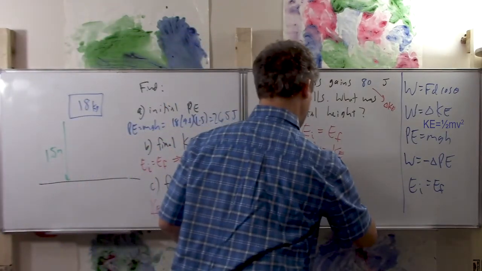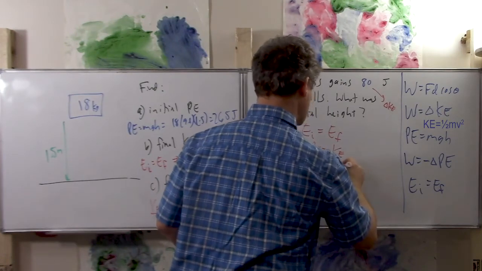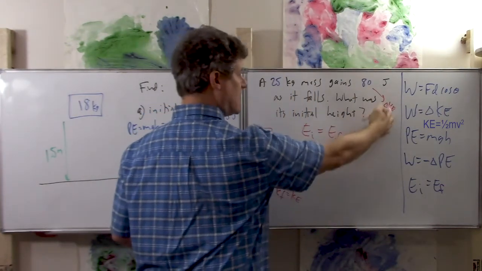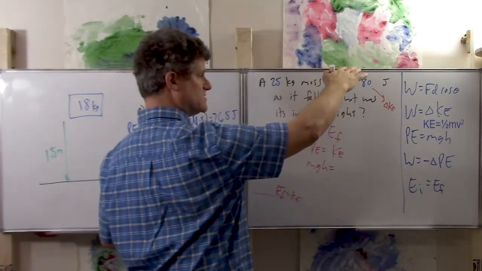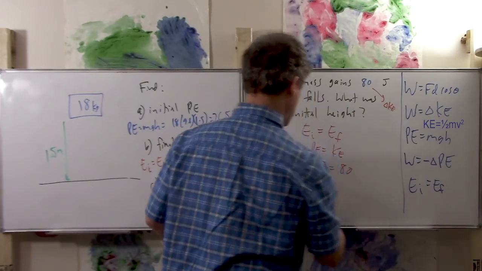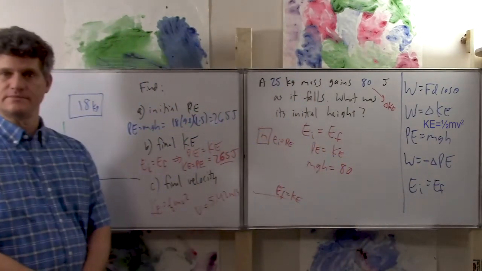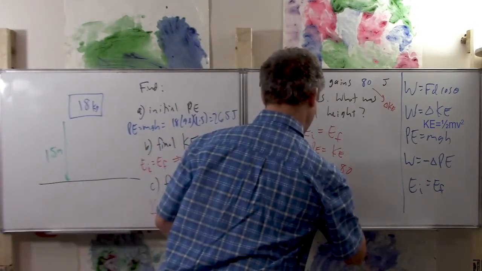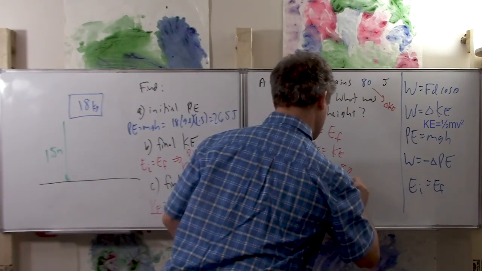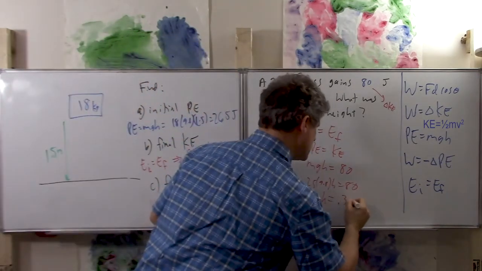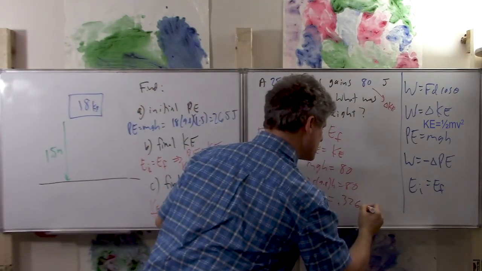So now we get mgh equals KE. That's the amount of energy that it gained. If it started from 0 KE, then it gained 80. So it has 80 joules of kinetic energy at the bottom. All right, then plugging in for mass, so 25 times 9.8 times h equals 80. So that gets you h is 0.326 meters.